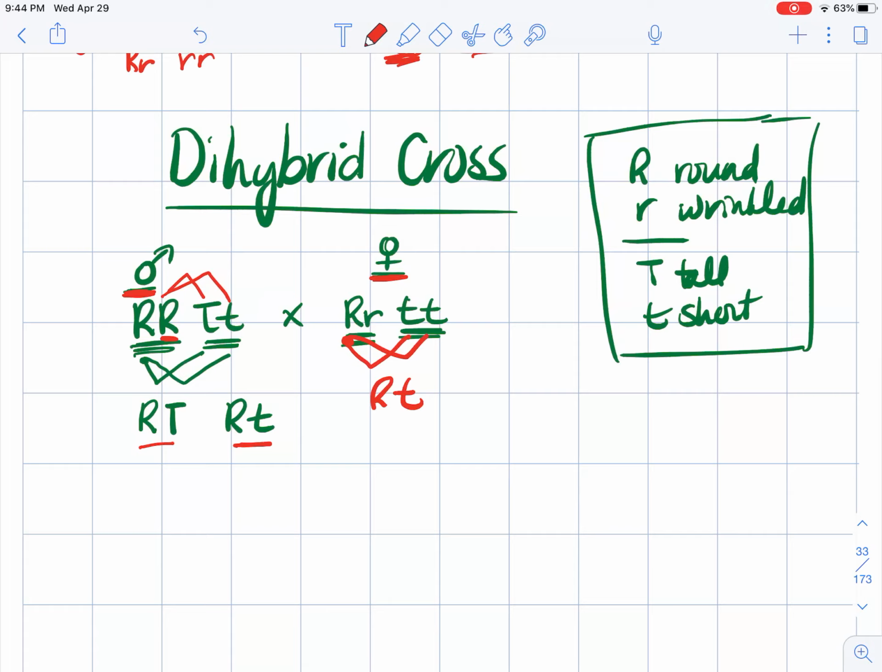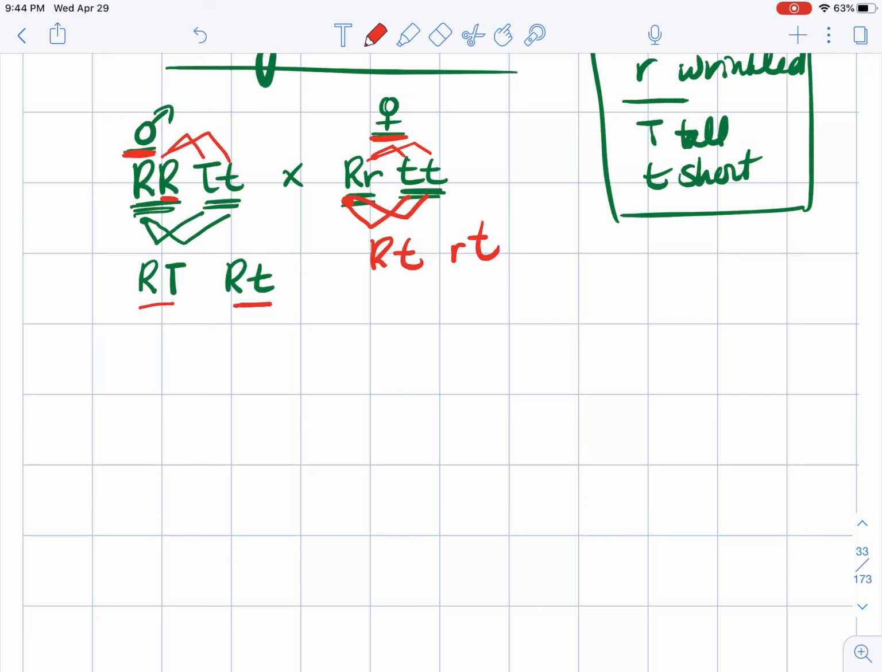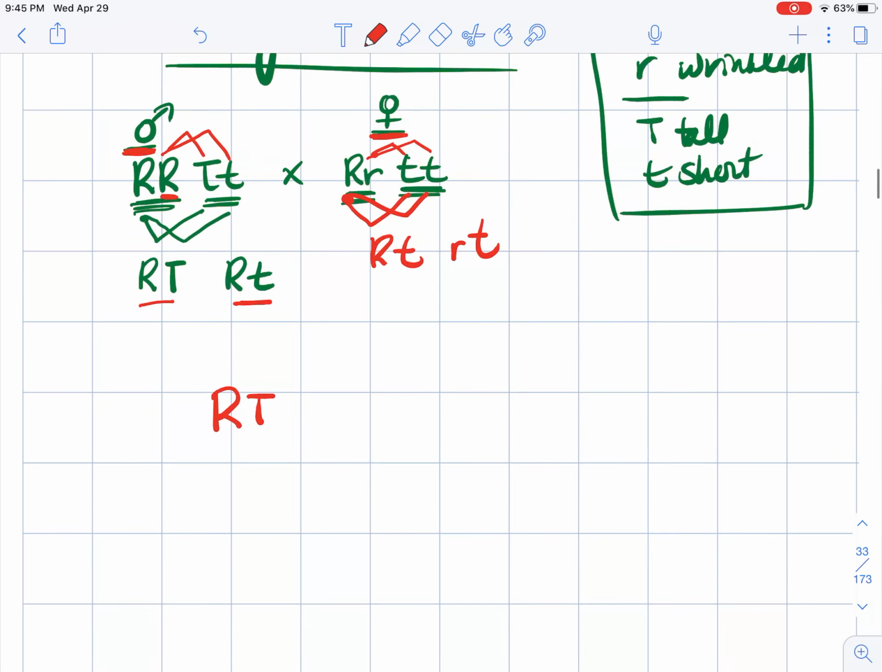Now going to the female, we do the same thing. With the first one, the big R could be with little t, and we look at that one and we're like, we already have big R with little t, so we don't have to write it twice. Then we go to the little r and say little r could end up with little t, and the second possibility we already have. So those are the only possible gametes these two individuals would have.